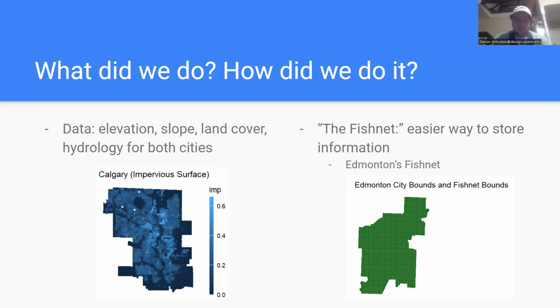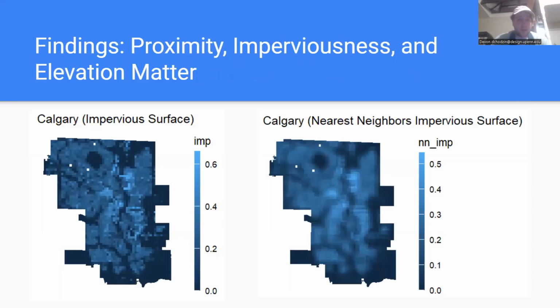For both cities, we develop fishnets, and each of these fishnets contain little squares, in this case 500 meter by 500 meter squares, which contain information about the elevation, slope, etc. of that small area. And that's an easy way for us to make comparisons when we're modeling.